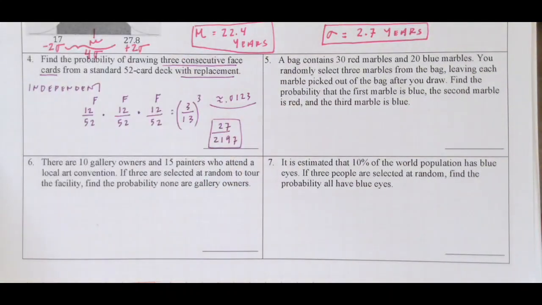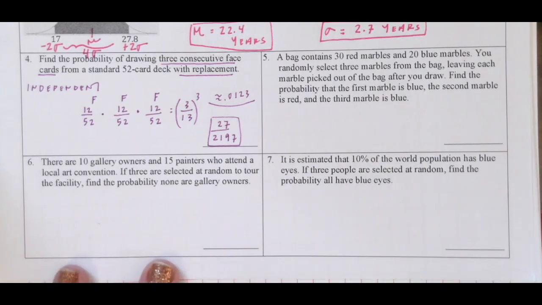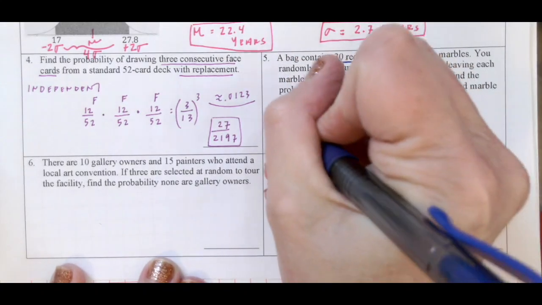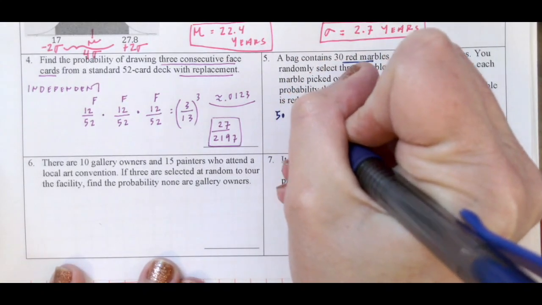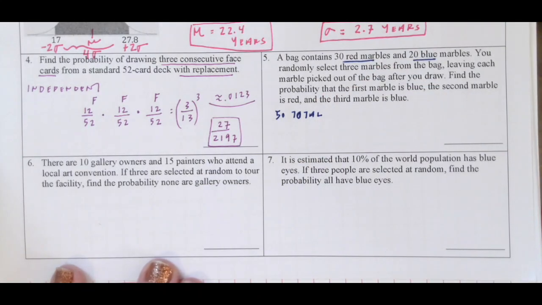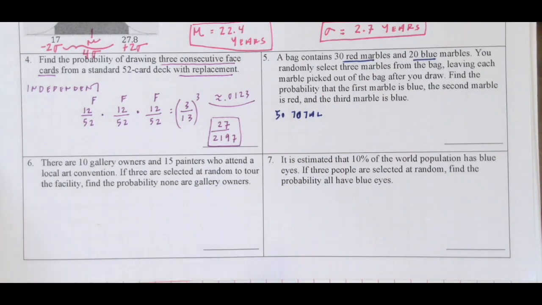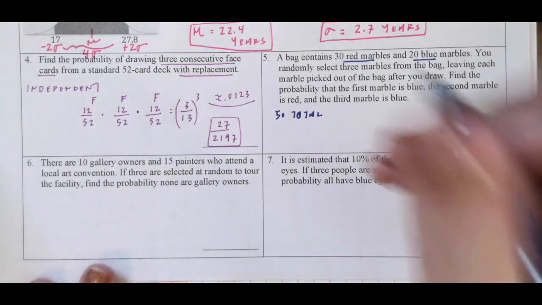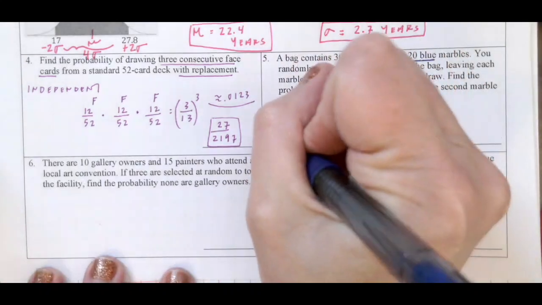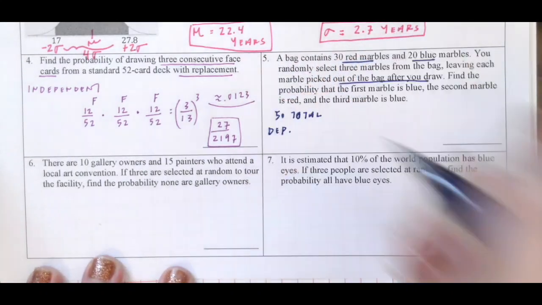Okay, a bag with marbles. Let's read that carefully. We have 30 red, 20 blue. So we have 50 total. We're going to pick 3 marbles, leaving each marble picked out of the bag after you draw. So out of the bag. So not being replaced. This is dependent.